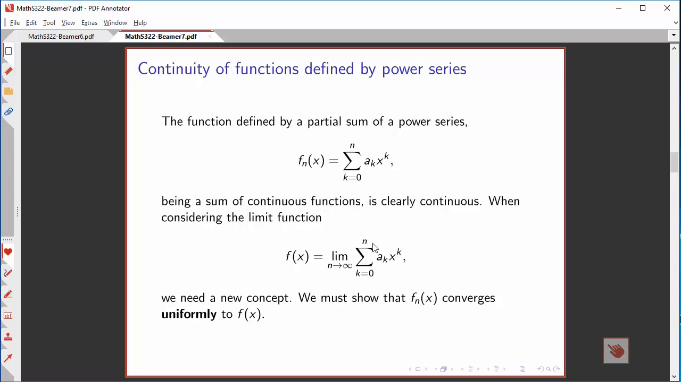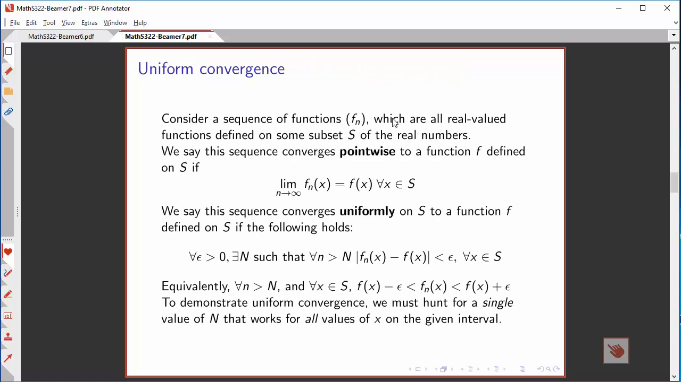What's true for finite n is not necessarily true in the limit as n approaches infinity. And in order to show that this f of x defined by an infinite series is continuous, we need to introduce a new idea. We have to show that f sub n of x converges uniformly to f of x. And this is tricky.